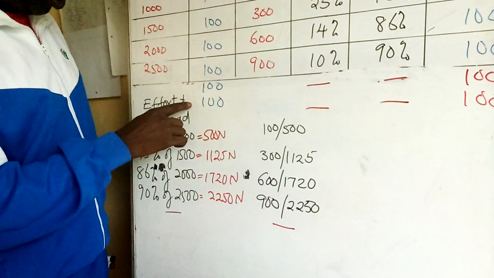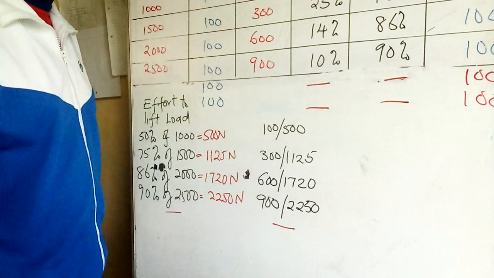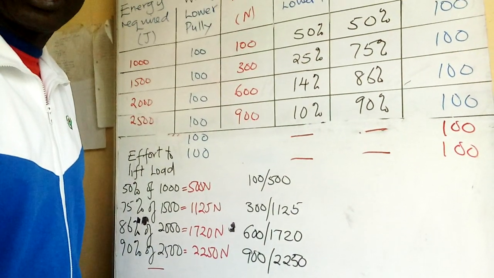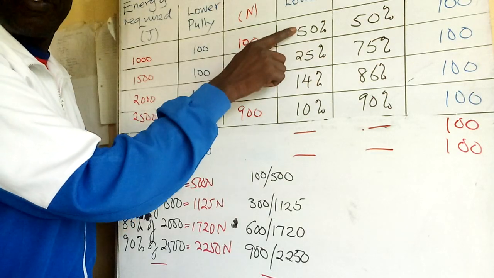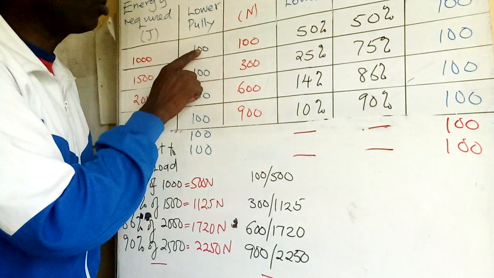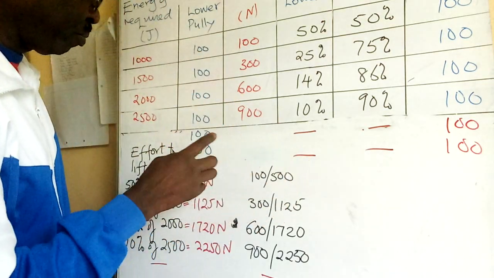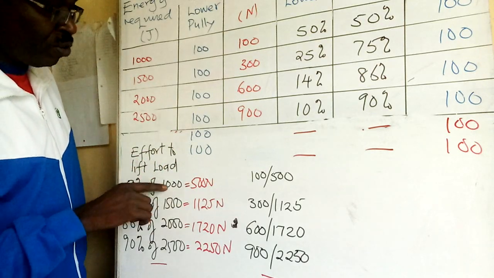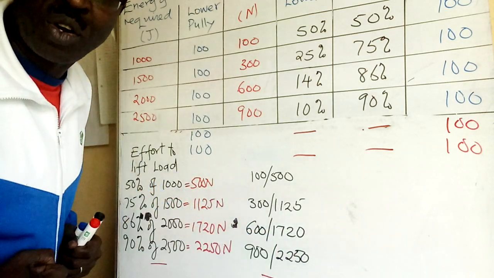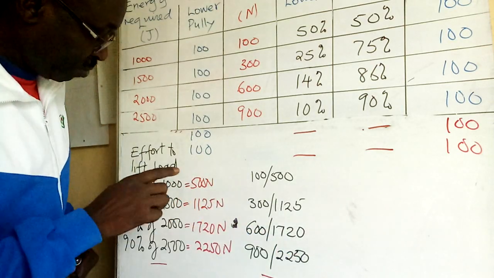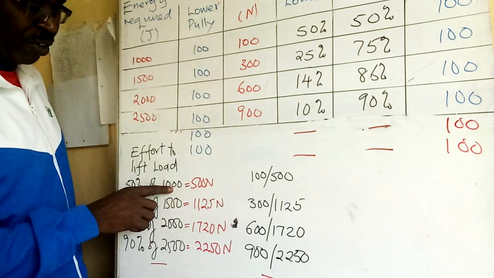Effort to lift the load. Yes, when the load is 100%, 50 goes to lift the load, 50 goes to lift the lower pulley. So I want us to concentrate on the load. I give you some arbitrary figure. So 50% of 1000. I have my energy I'm putting there, 1000 joules. 50% goes to lift the load, that is 50 of 1000.